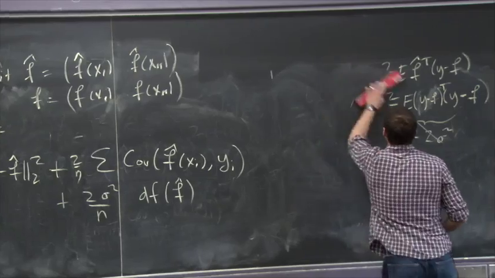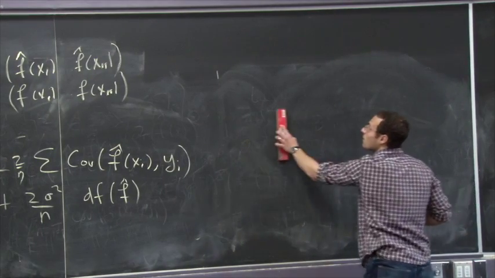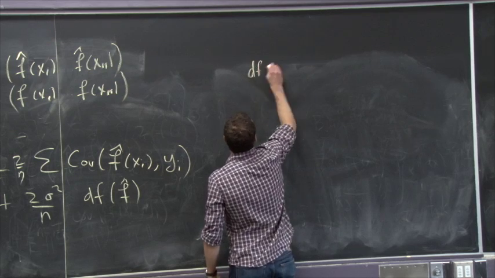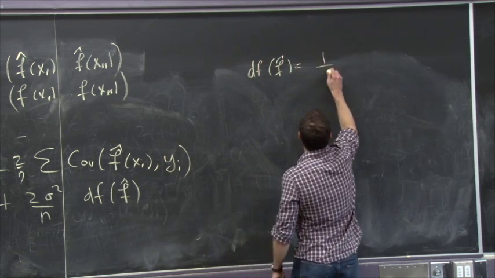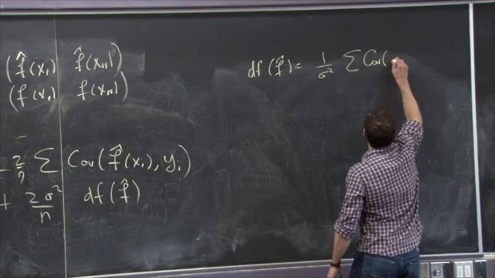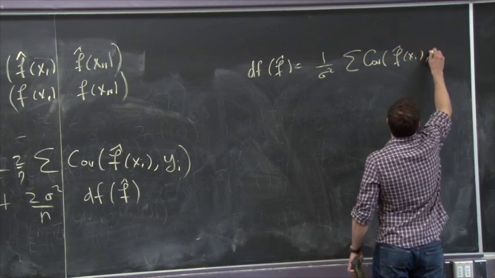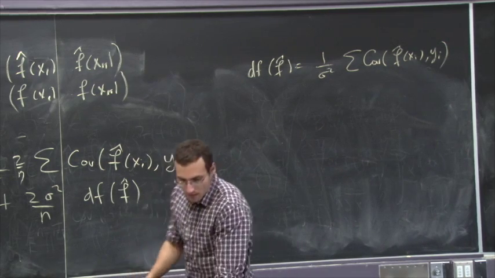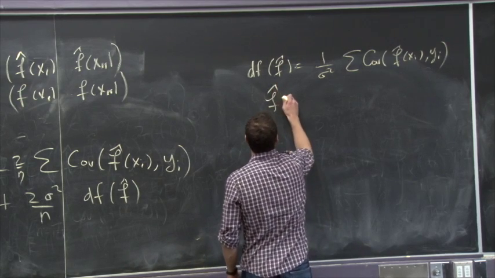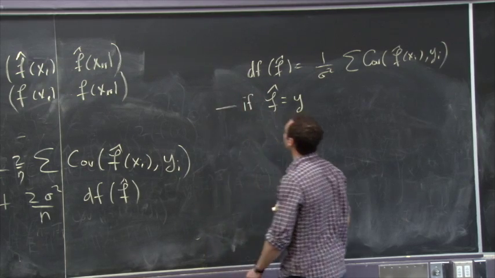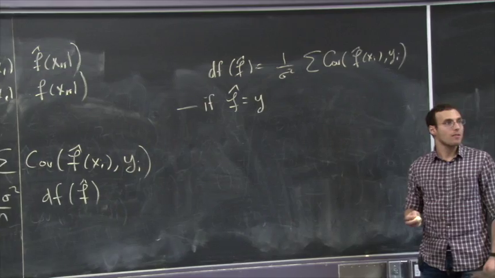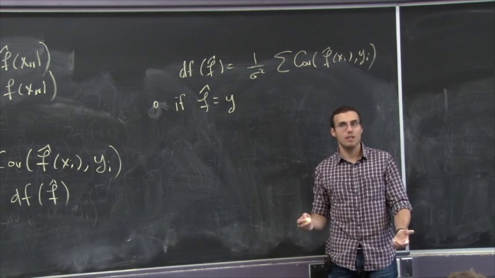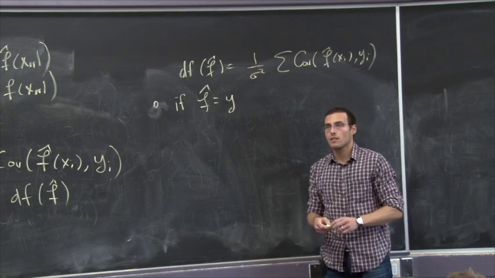So let's go through some examples of degrees of freedom so you can understand why we're talking about effective number of parameters. Remember, df of f hat is 1 over sigma squared times the sum of the covariances of f hat of xi with yi. So I have some simple examples here. Let's suppose that I took f hat to be y. What's the degrees of freedom of this estimator then? The estimator is, you give me pairs xi, yi. I tell you my prediction at point xi is yi. It's pretty naive. What's its degrees of freedom?